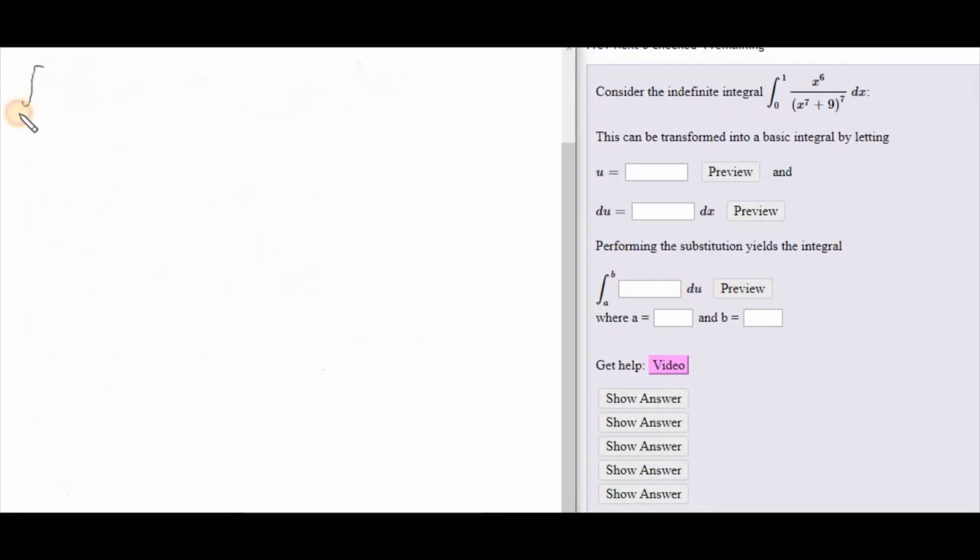So we have the integration from 0 to 1 of x to the 6th power over (x to the 7th power plus 9) to the 7th power dx. First of all, I'm going to rewrite this so you can see exactly how I do the substitution. So I will rewrite it as the integration from 0 to 1 of 1 over (x to the 7th power plus 9) to the 7th power times x to the 6th power dx.